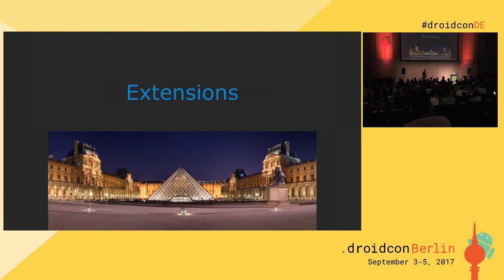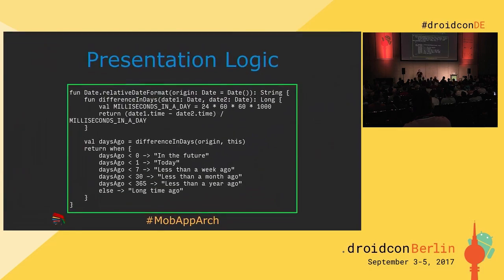is not changing. So in this case, I can take advantage of an extension and have this extension provide a method that provides a relative string based on the content of the date and another one that is the reference. Okay? Very simple, but it helps me to move presentation logic. It is still bounded to the date class, and it is in the package for the presenter. Okay?